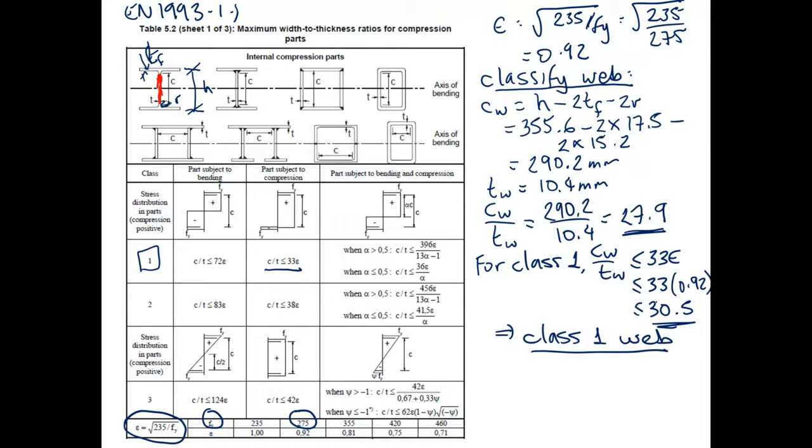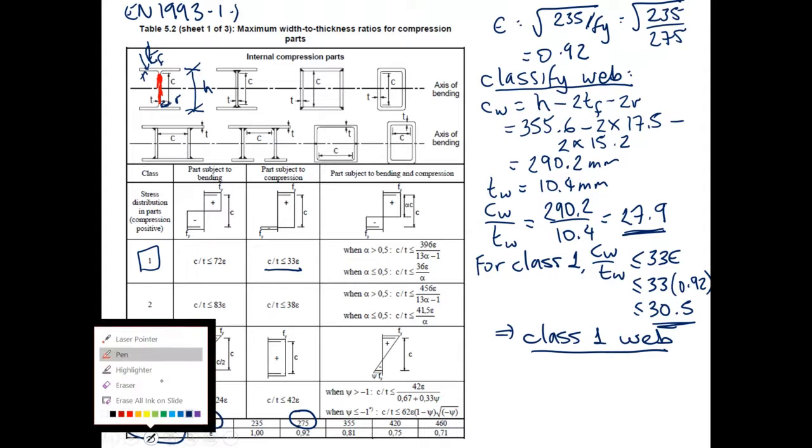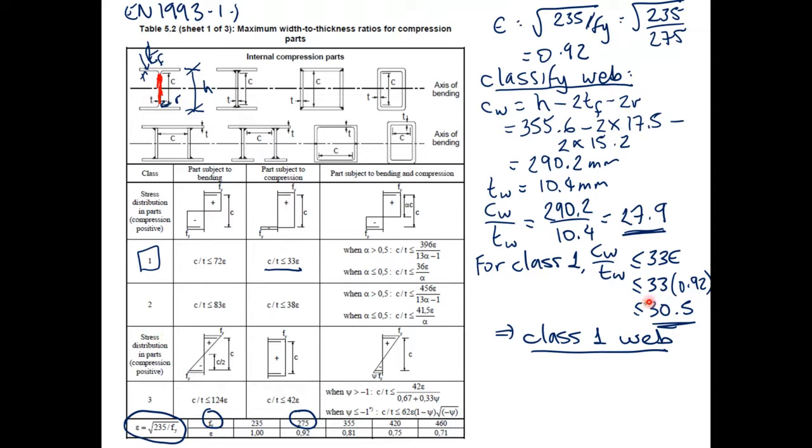If that C over T ratio, that's the limit, 30.5. If, for example, we ended up being 31 here, and the C_w over T_w is 31, then we wouldn't be class 1. We'd be greater than 33 epsilon, but we'd be less than 38 epsilon, so therefore it would be a class 2 section. If it was between 38 epsilon and 42 epsilon, it'd be a class 3 section. If it was greater than 42 epsilon, it'd be a class 4 section. We've got a class 1 web.